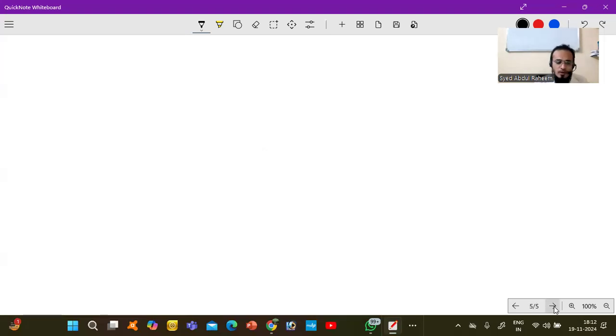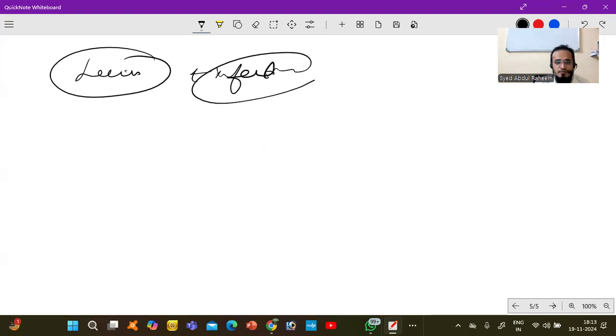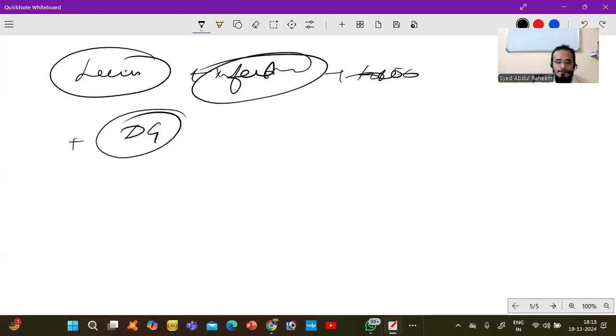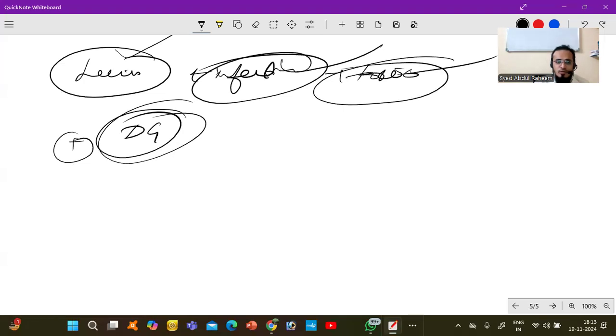Basically, we have neurodegeneration. It purely depends upon the cause, and mostly the cause is lesion. So we focus on the lesion, infection and toxins. Another cause is degeneration. All these four causes can be there. So we will focus on the lesion.